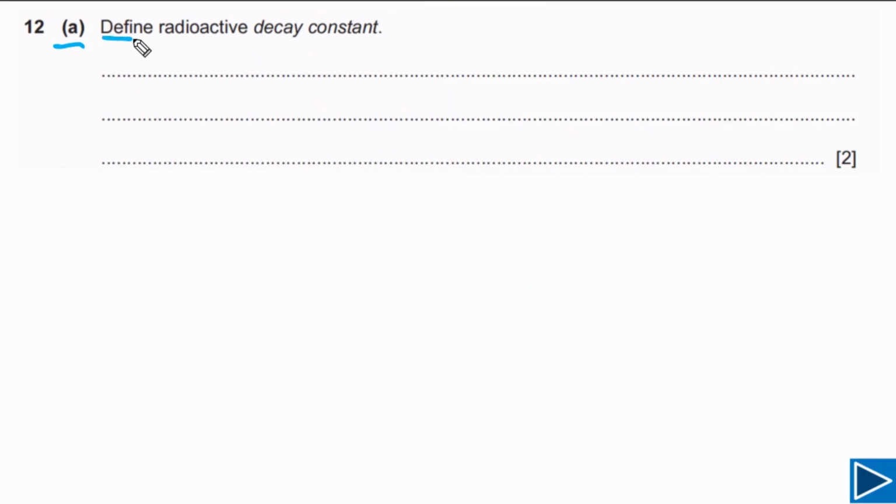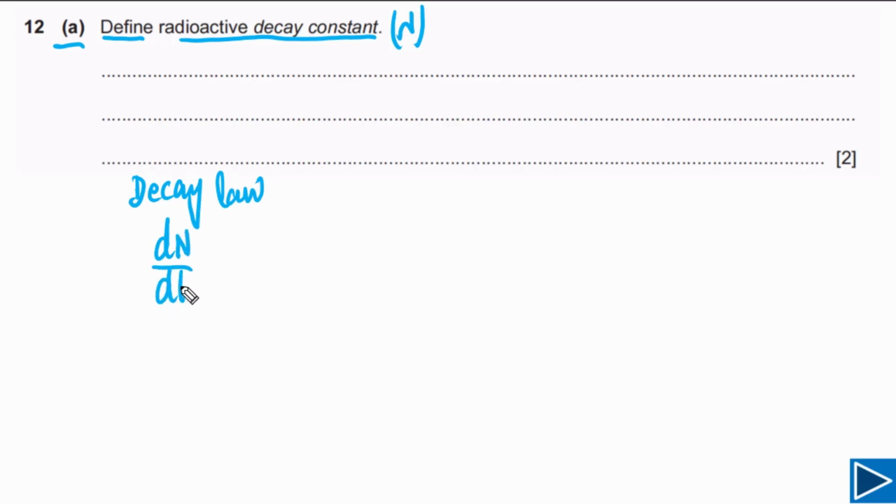For part A, the question is asking us to define the radioactive decay constant. It simply means the question is asking us to define what lambda is. Let's try to understand lambda in detail. We will start from the radioactive decay law, or simply the decay law. According to the decay law, dN by dt is directly proportional to N, the number of nuclei in the sample. If there are a greater number of nuclei in the sample, the rate of decay is faster. If there are fewer nuclei in the sample, the rate of decay is slower.